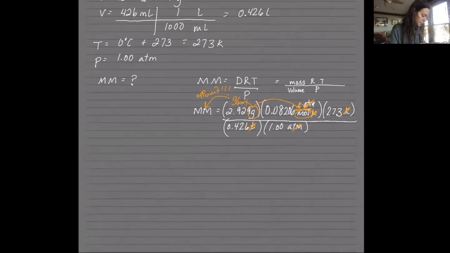2.929 times 0.08206 times 273 equals, divided by, I'm not going to use the 1, so just 0.426 equals. And that is 154. Look at your exponent over there. And our units are grams per mole. So I could possibly identify what this gas is. It looks like a rather heavy gas, right? But that would be your molar mass.